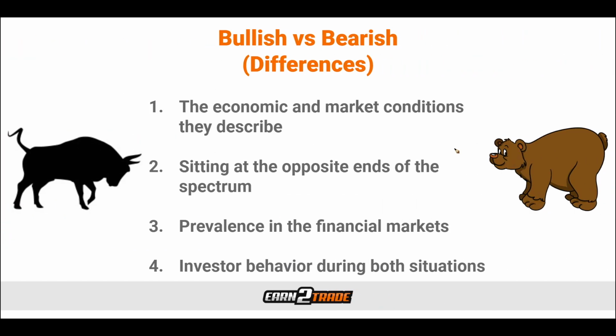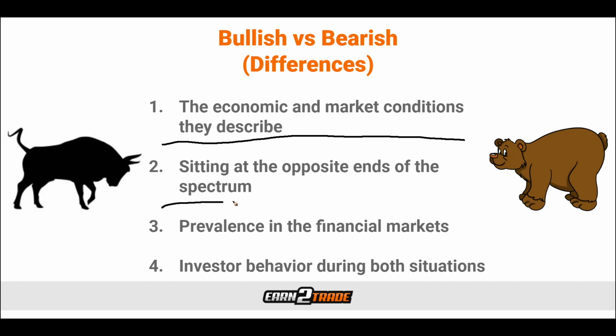Now that we've covered how to identify both bull and bear market phases, as well as talked about some strategies that we could potentially implement when trading them, we should probably cover how they are different. The first one is just going to be the fact that the economic and market conditions they describe are exact opposites. With our bullish market, obviously, we are going up, like we said, and with the bearish market, we are going down. So that's a pretty in-your-face difference right there.